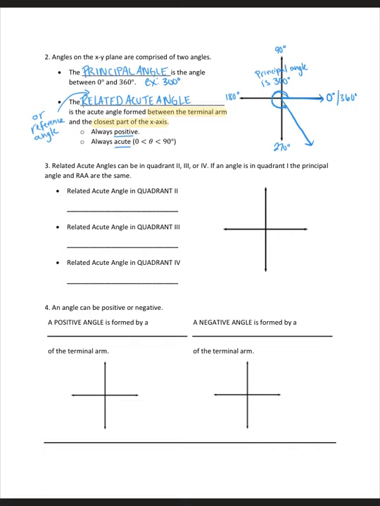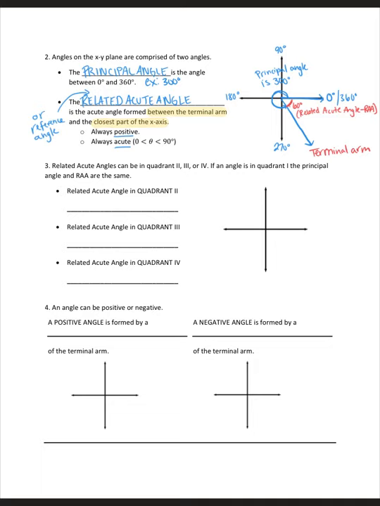So if we look at this example here, we have 300. Well, this is my terminal arm, right? The second ray we draw is our terminal arm. So between my terminal arm and the closest part of my x-axis is going to be my related acute angle. Let's figure out what that is. If we went all the way to 300, how much more would we have to go in order to get all the way around to 360? Well, I'd have to go another 60 degrees. Okay, and this is our related acute angle. Or we might call it RAA for short.